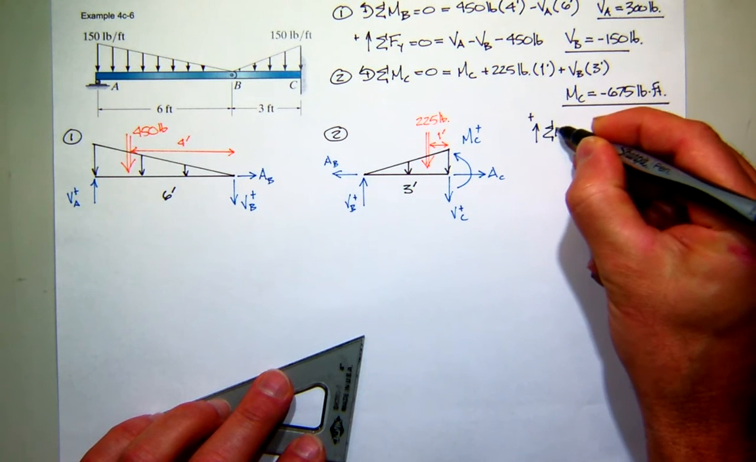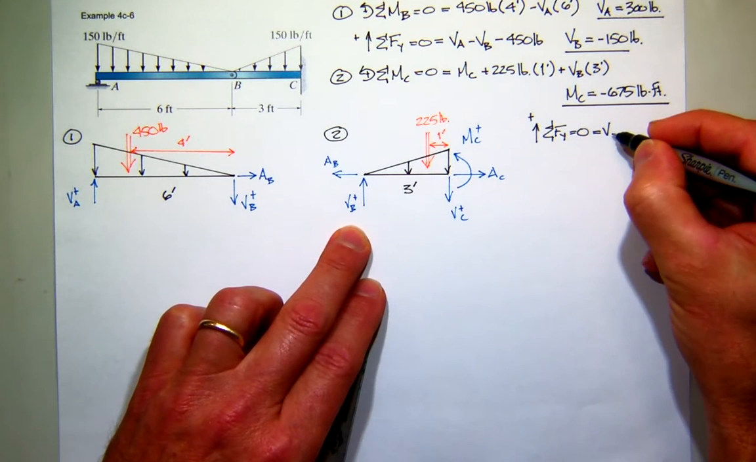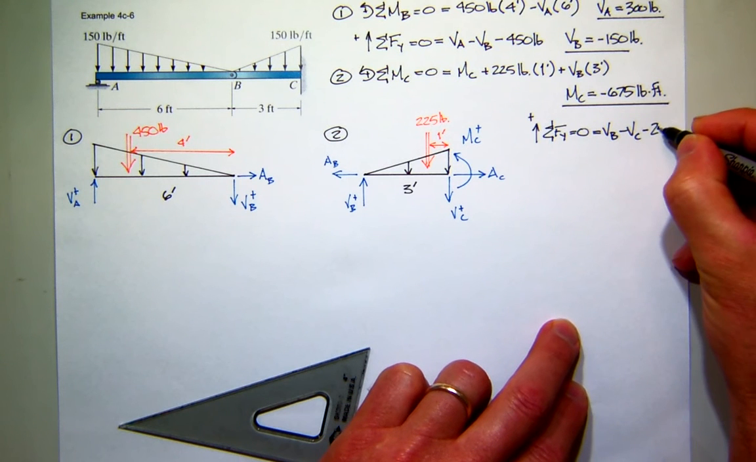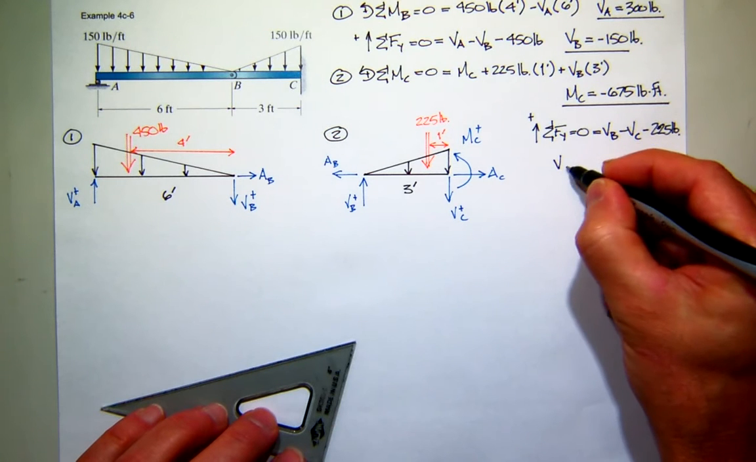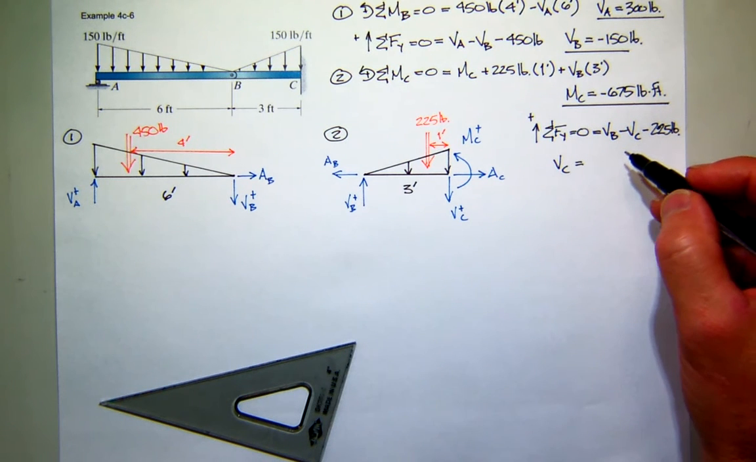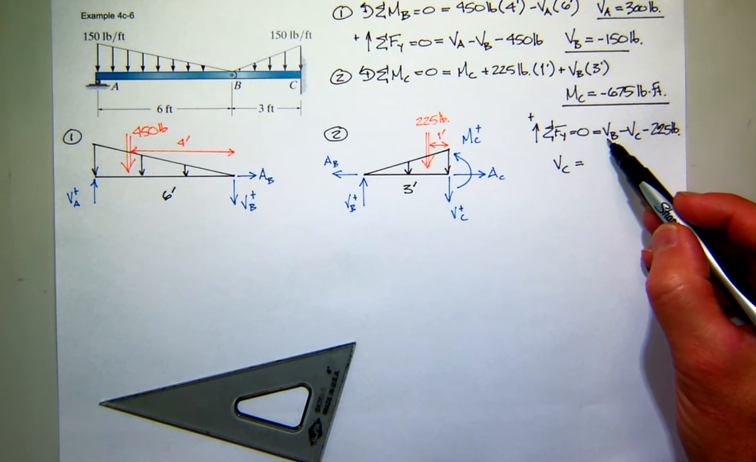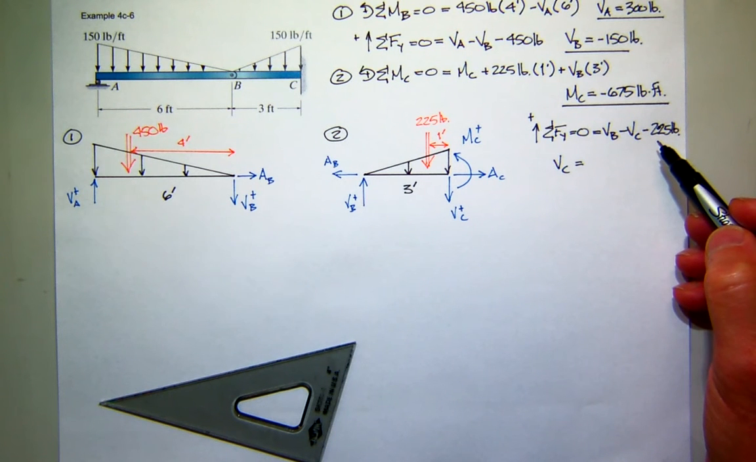So I'll sum forces in the Y direction. According to this free body, I have B acting up, C acting down, and my 225-pound force acting down. So the shear at C should be what? Well, I found the shear at B as negative 150, so I got negative 150 plus 225, right? 375?